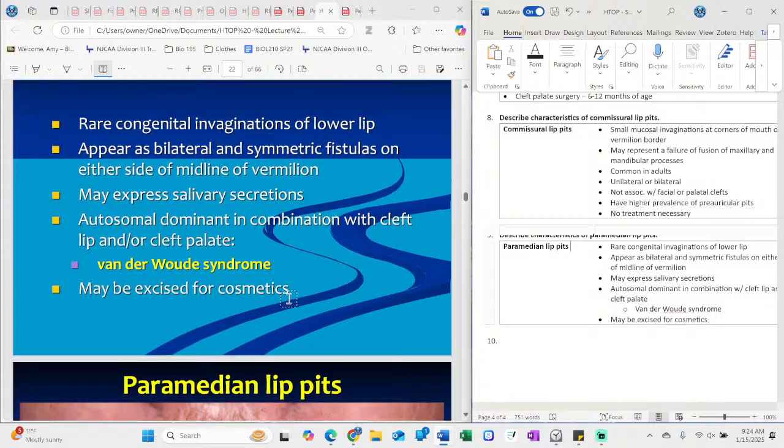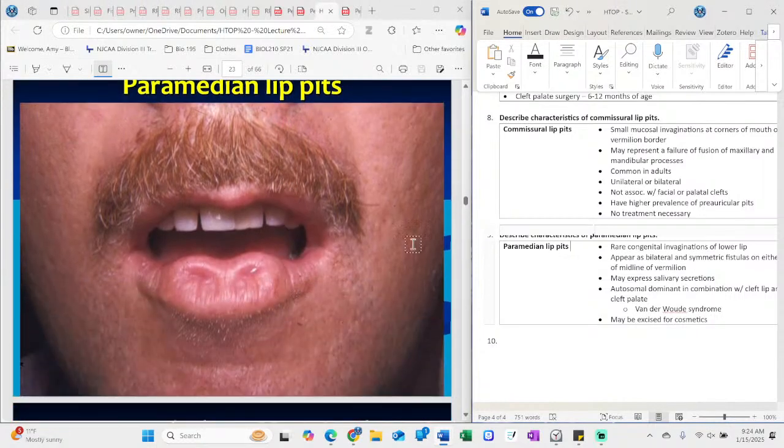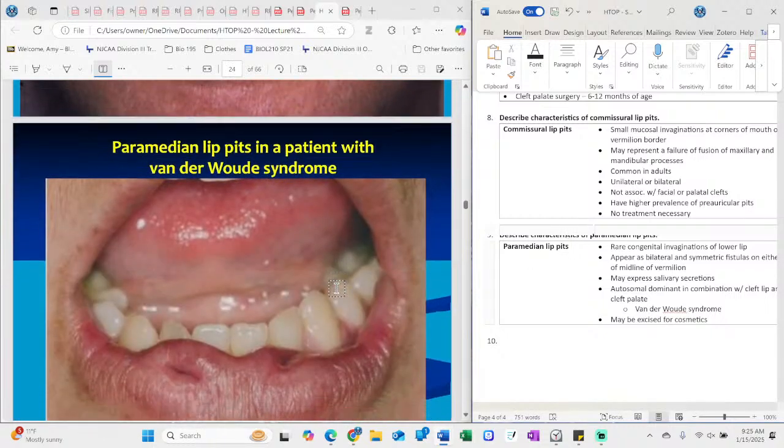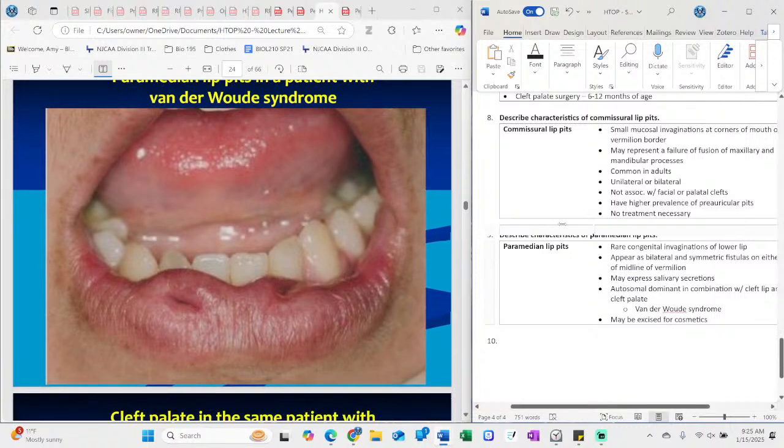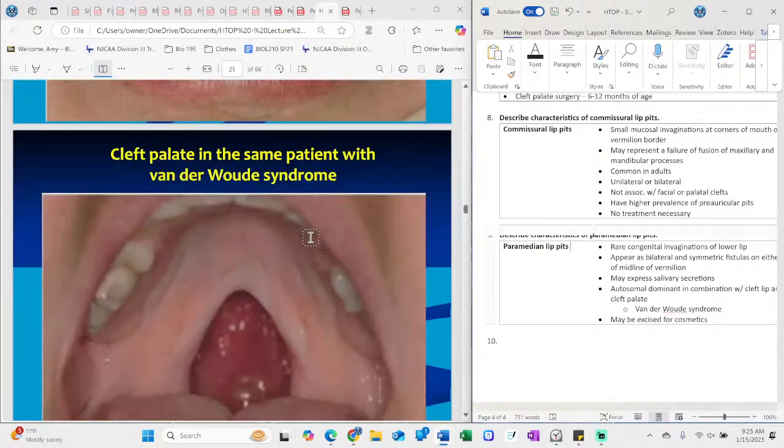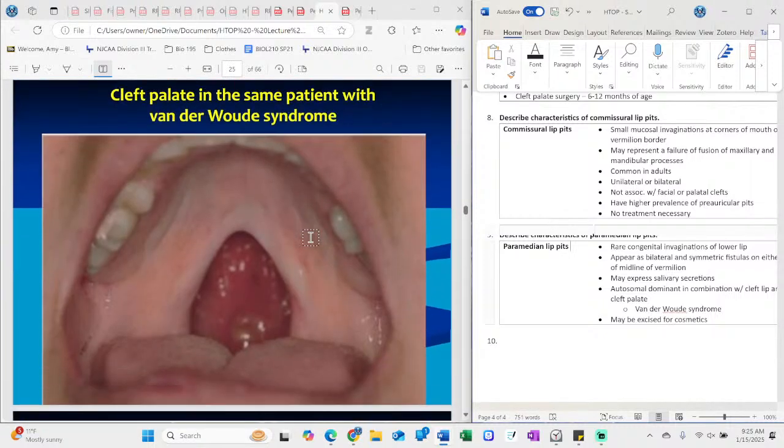And these are what they look like. So they may appear like deep indentations. Some of them may look like a hump, a clinical expression in the center of the lower lip. That's why they are called paramedian lip pits. This is another example of paramedian lip pits in a patient with van der Woude syndrome. So he has paramedian lip pits, and this is the same patient who also has cleft palate.